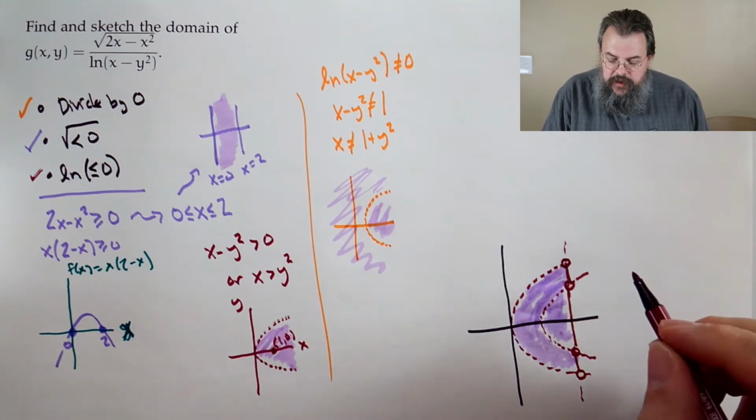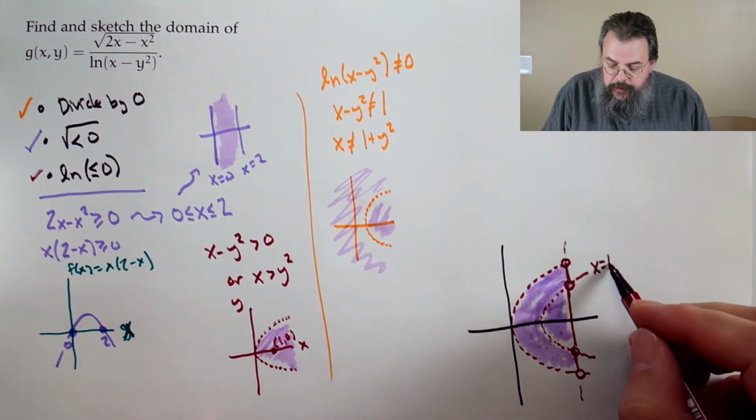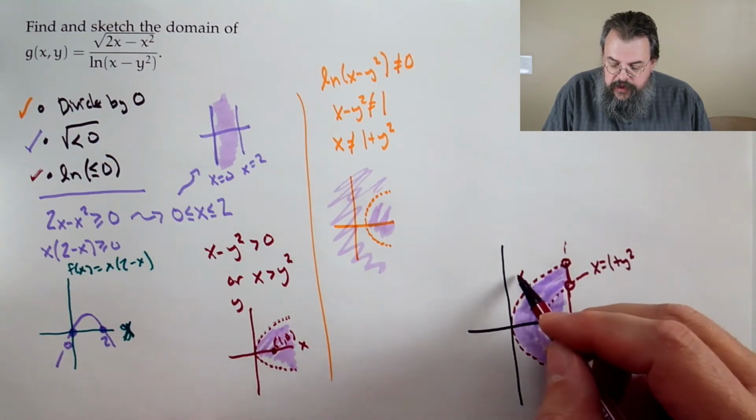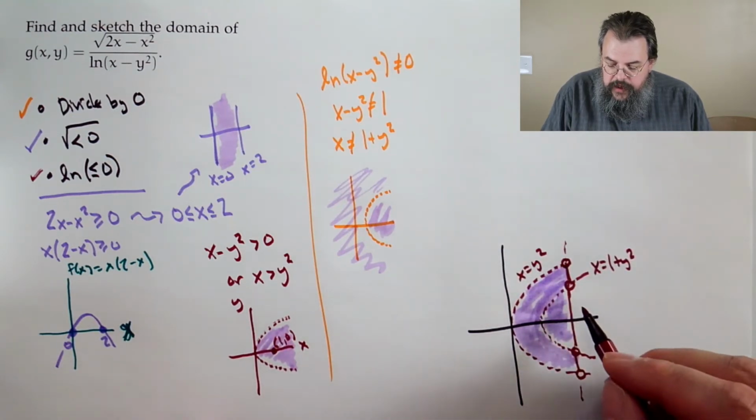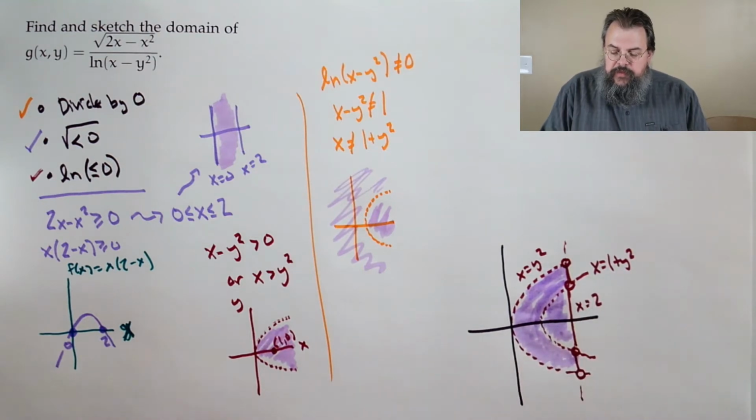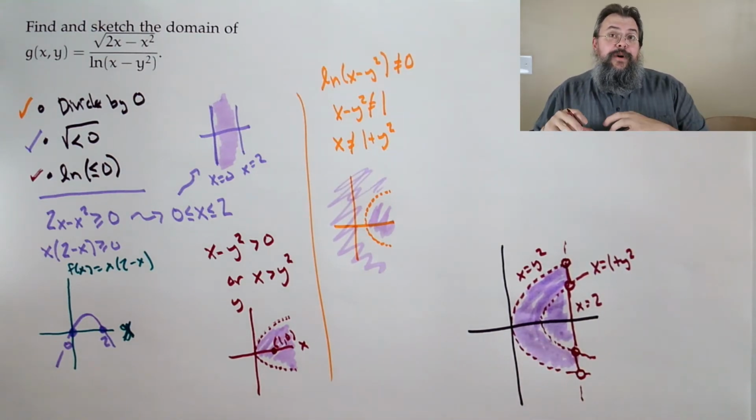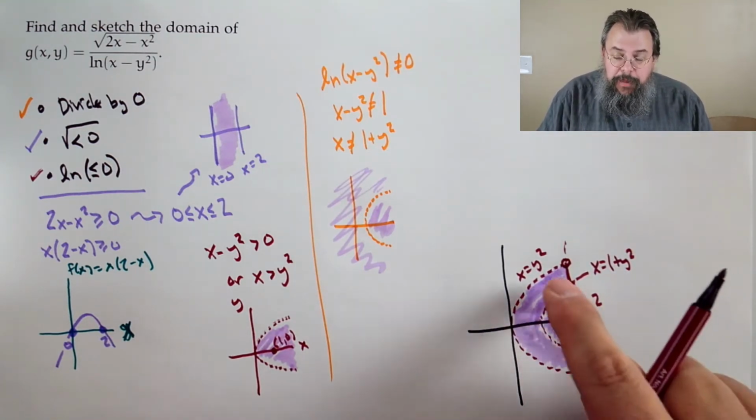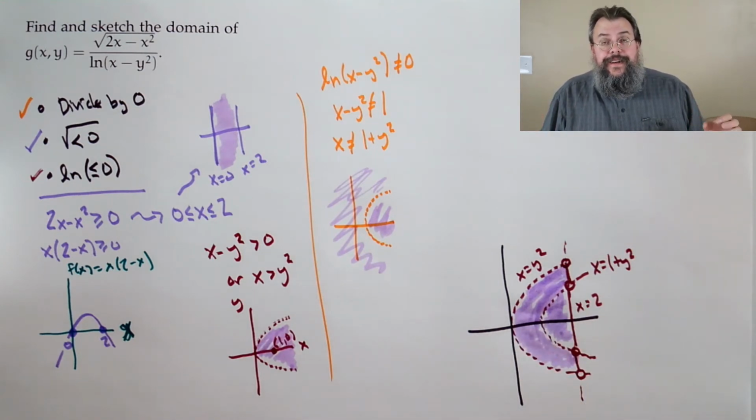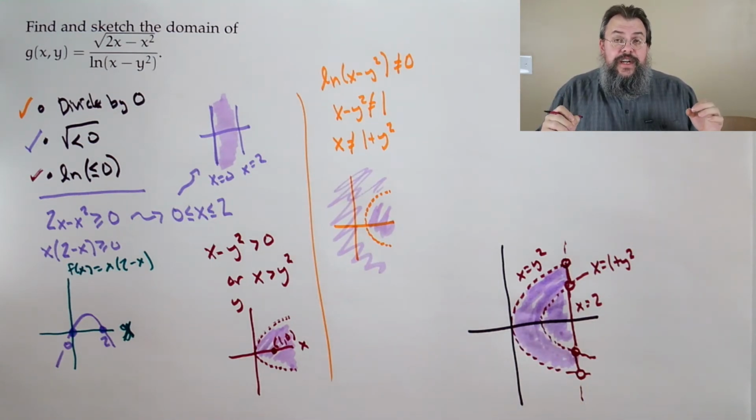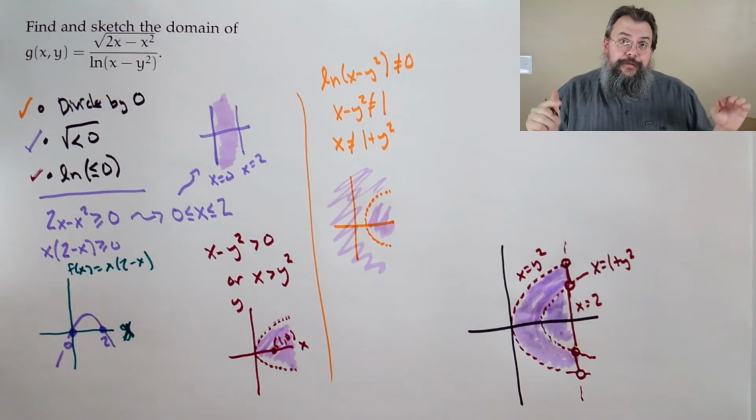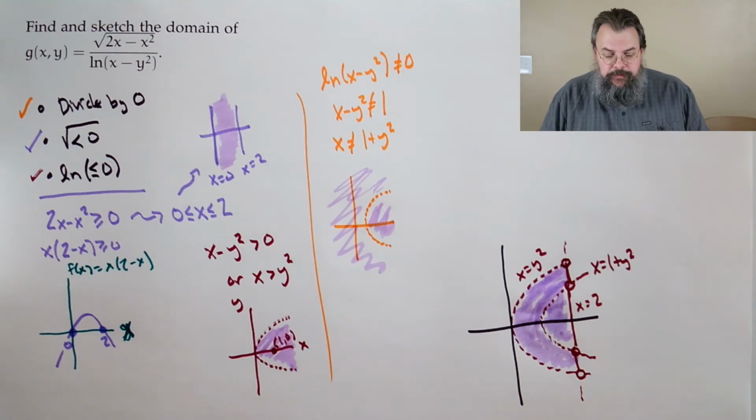So for example, we could say this is the curve x equals 1 plus y squared. Over here, this is the curve x equals y squared. And over here is x equals 2. But that's it. Every point inside of that shaded part is in our domain. Everything that's not in that shaded part is out of our domain. And there we go. That's it.